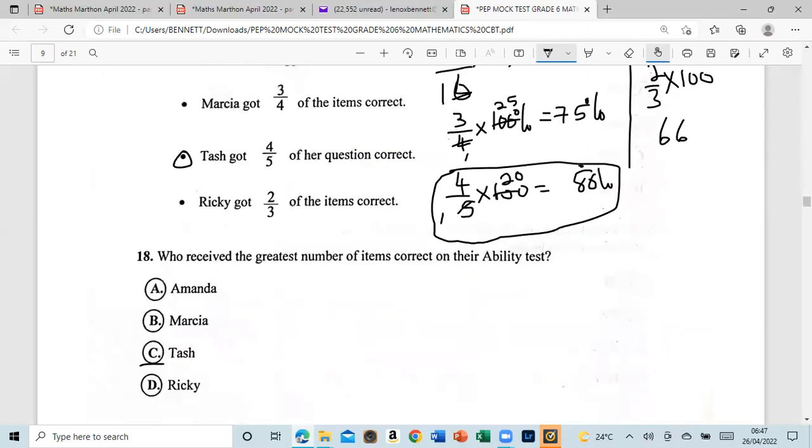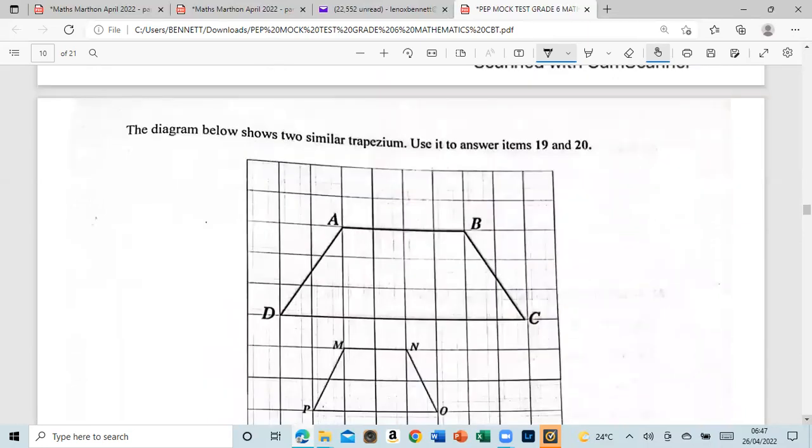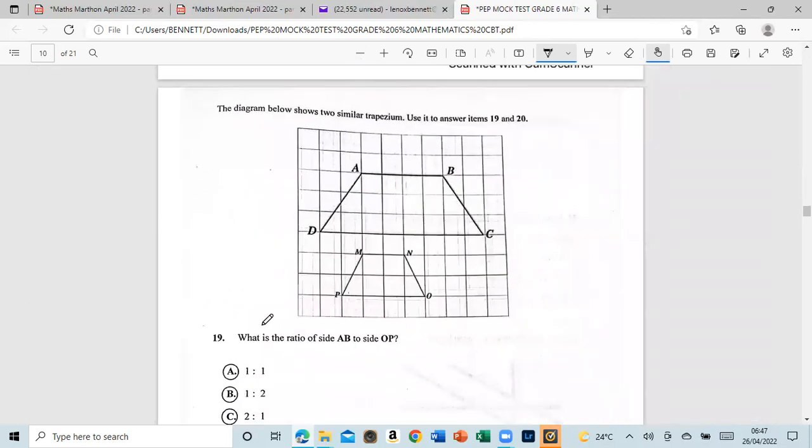Let's move on to 19. The diagram shows two similar trapezium. Use it for items 19 and 20. Let's zoom it up so you guys can see what I'm doing. This is a very interesting question. All right, now it says, what is the ratio of the side AB? So let us mark the side that you're looking for.